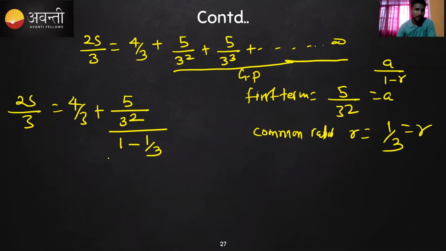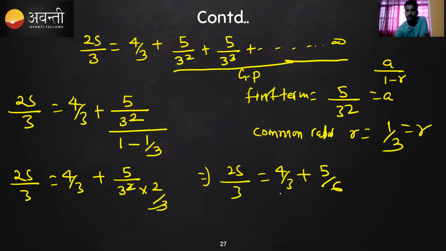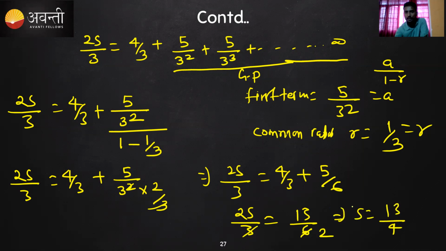Right, guys? So 2S by 3 is 4 by 3, then again 5 by 3 square, divided by 2 by 3. So the 3 will cancel out. What we will get, 2S by 3 is equal to 4 by 3 plus 5 by 6. So from here, 2S by 3 is equal to 13 by 6, right? So it will cancel out, and from here, what you will get, S is equal to 13 by 4.